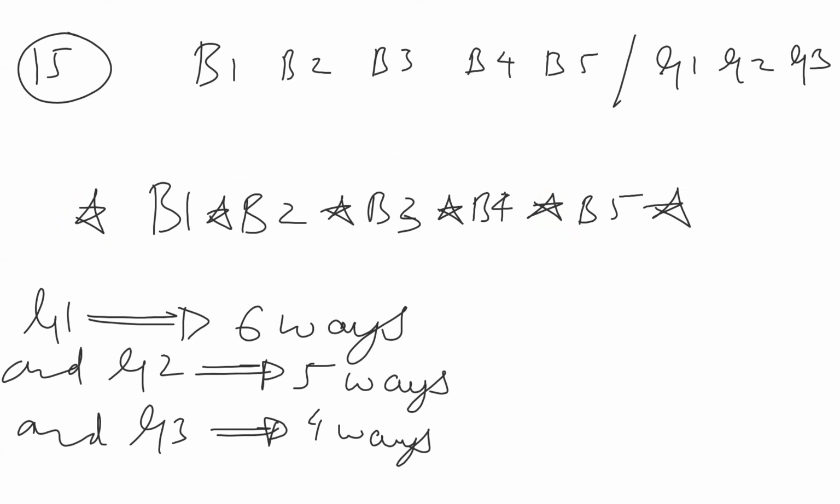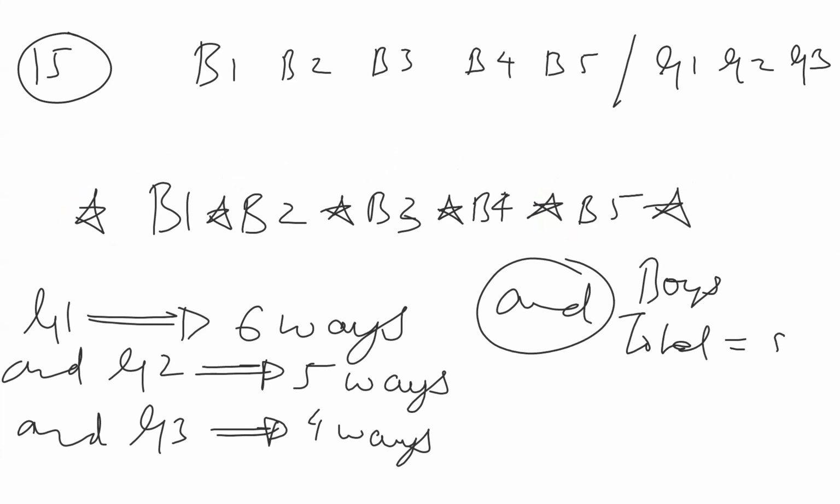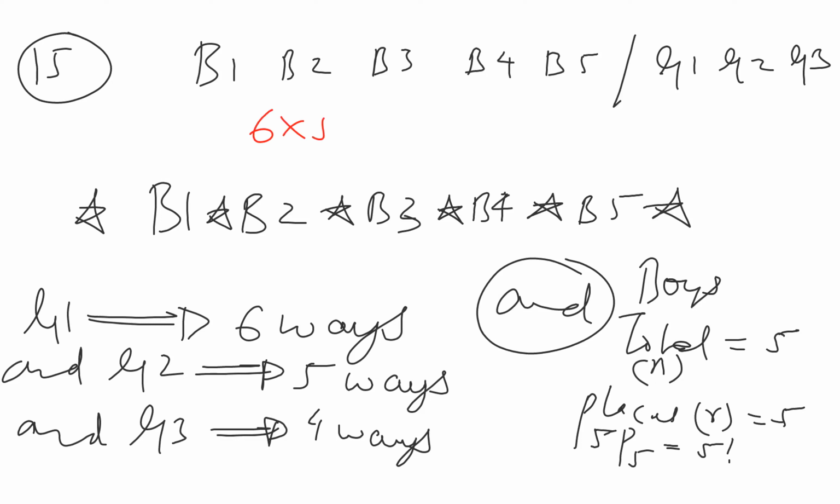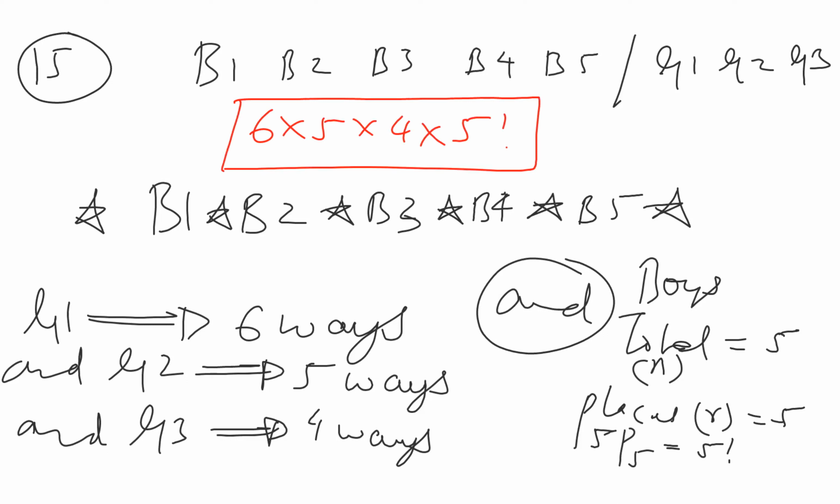And boys, total, there are five boys. Number of objects is five: B1, B2, B3, B4, B5. There is no condition on boys. For 5 objects, there will be 5 places. So this will be 5P5, which is equal to 5 factorial ways. For boys, the arrangement will be 5 factorial ways. So finally, the total number of arrangements will be 6 into 5 into 4 into 5 factorial.